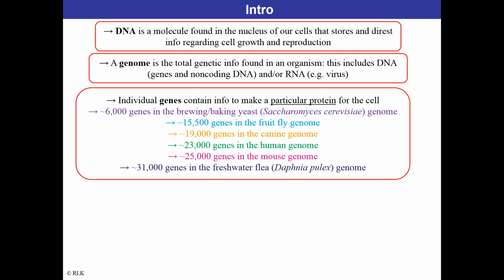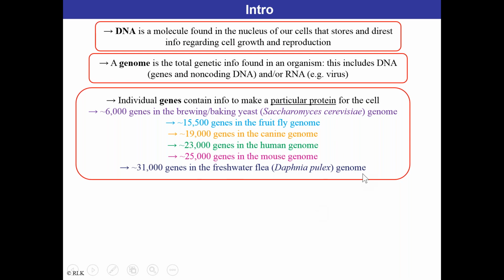Individual genes contain info to make a particular protein for the cell. Just so that you guys know, there's about 6,000 genes in the brewing or baking yeast, the Saccharomyces cerevisiae genome. That's not very much, but if you look at the fruit fly, it's more than double that. It's 15,500 genes. It further increases to 19,000 if we're talking about dogs. And then humans, where do we fit in? We're about 23,000, but guess what? The mouse genome has even more genes than us. And among all of them, the freshwater flea genome has about 31,000 genes.